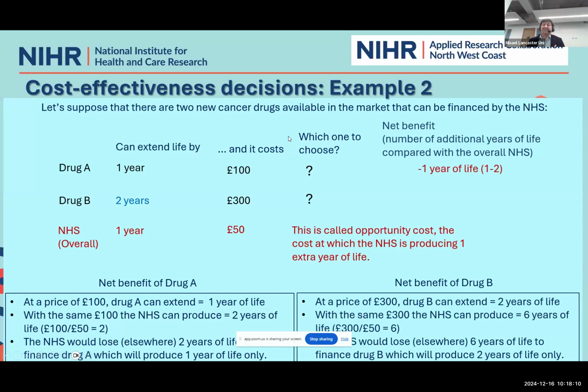And what will be the net benefit of drug B? Okay, drug B costs £300. At that cost, drug B can produce 2 years of life, whereas the NHS will produce 6 years of life with the same amount, £300 divided by 50. Which means that the NHS will lose 6 years of life elsewhere in the system in order to finance drug B. So the net benefit will be minus 4 years of life.